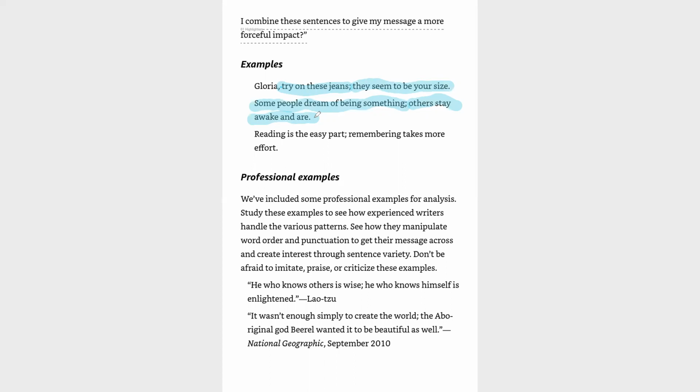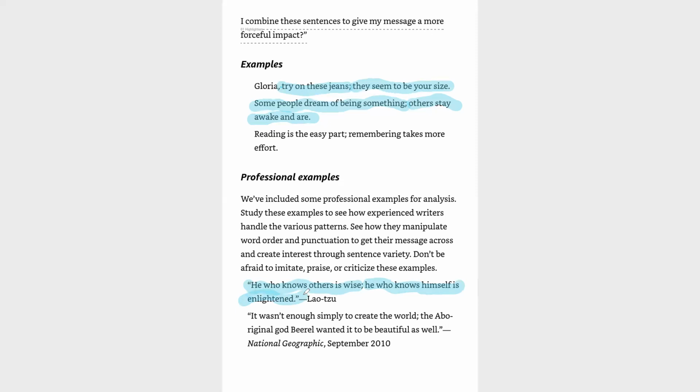He who knows others is wise; he who knows himself is enlightened. So we have a type of antithesis, right? There's parallelism as well. Okay, these are good examples.